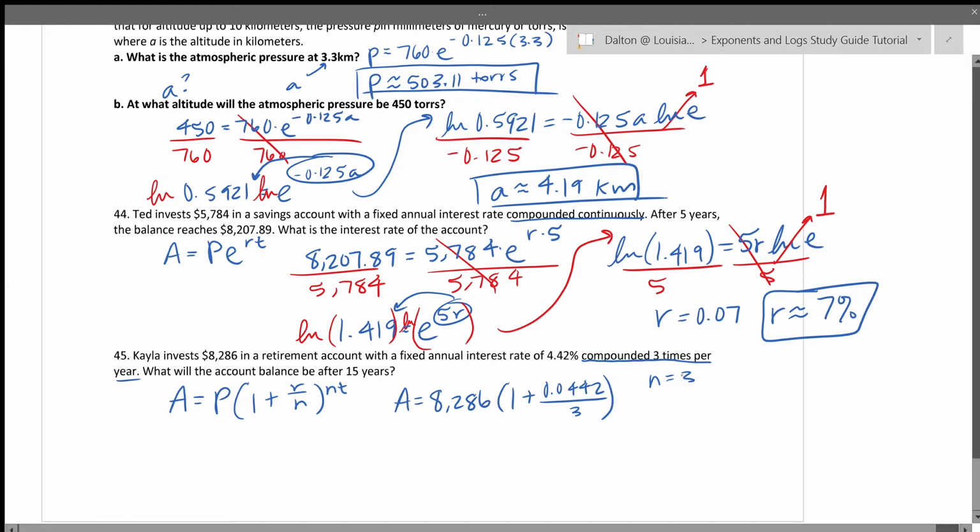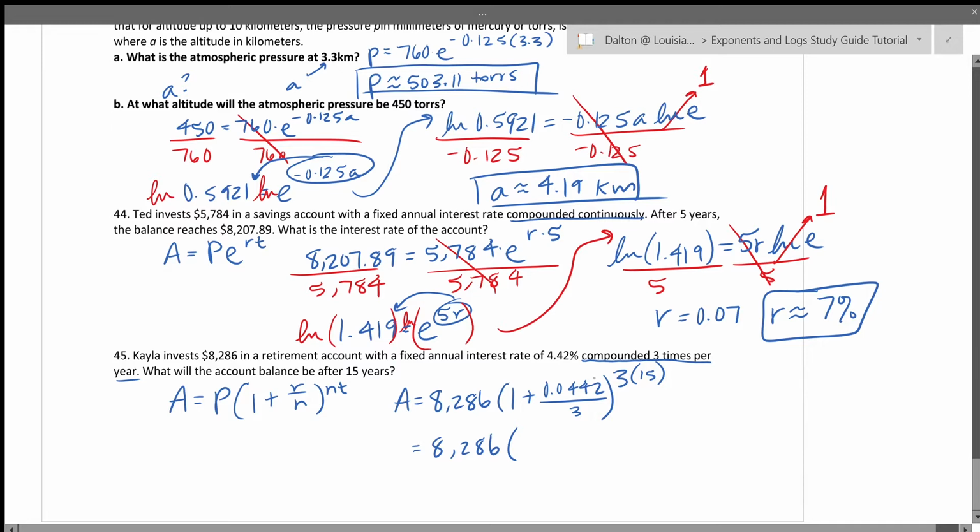Let me erase this so we have some room. Again, I know n is 3, time is 15 years. So I could simplify this a little bit if I want. Again, if you're concerned about partial credit or just making a mistake and not wanting to mess up, you can show me your intermediate steps here for more credit.